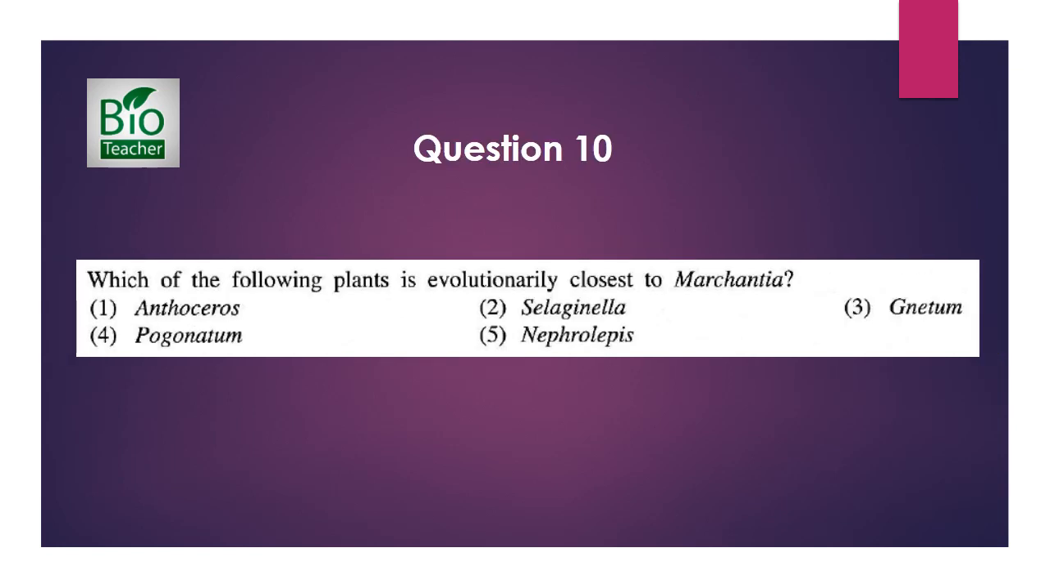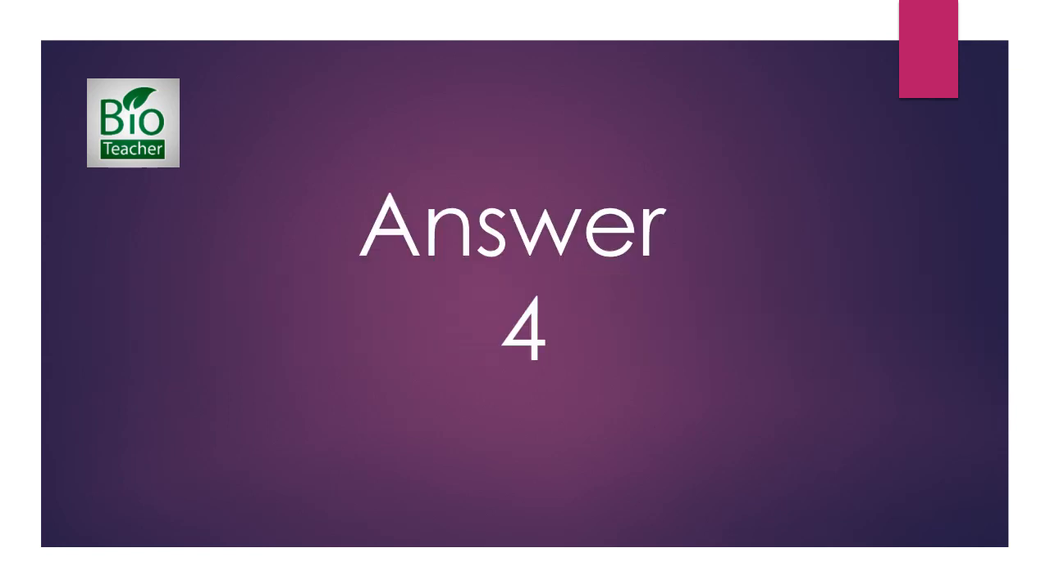This question is asking which of the following plants is evolutionary closest to the Marchantia. Marchantia is a bryophyte, so Anthoceros and Pogonatum are also belonging to bryophytes. Answer for question number 10 is answer number 4. Pogonatum is closely related to Marchantia.